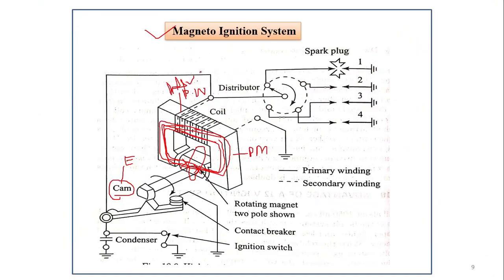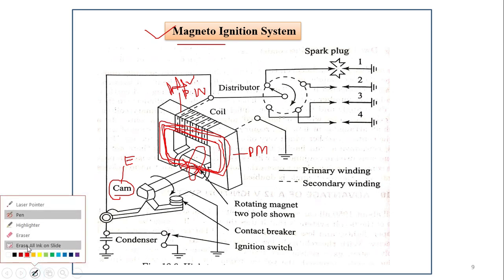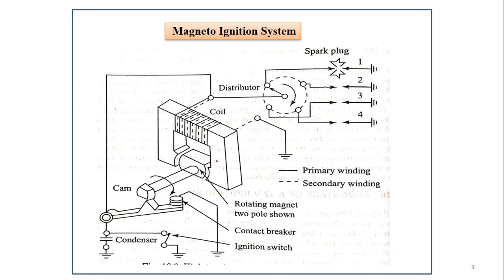So here in the magneto ignition system, you will only find that the ignition coil is replaced with this magnet and this primary and secondary coil. That's it. So now we'll discuss the working of this magneto ignition system.